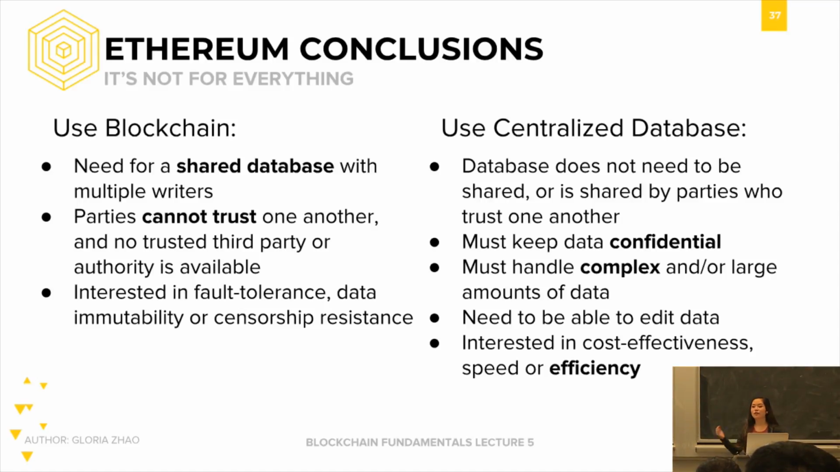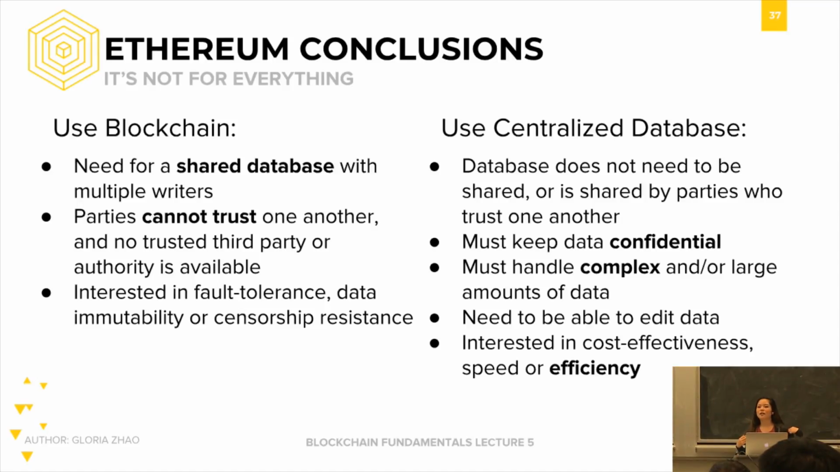But if you see, the other side is a lot longer because there are a lot of cons to using blockchain, and there are good use cases for it, but there's a lot of bad use cases for it too. So when would you use a centralized database? If it doesn't need to be shared, if it doesn't need to be data, if parties trust each other, there's no point, right? If you want to keep it confidential, most blockchains are public, right? So if you're going to have a public ledger of something, you can't be storing your confidential data on there.